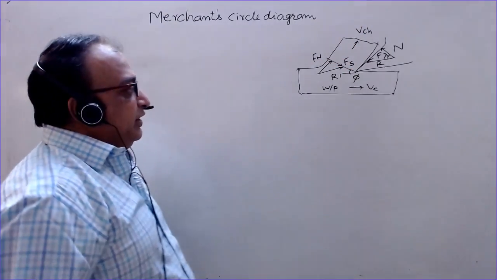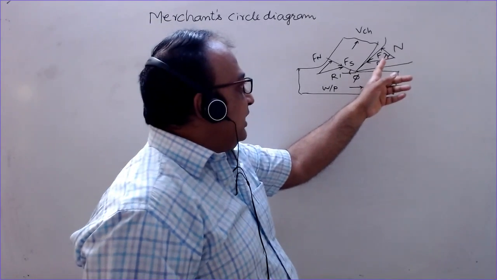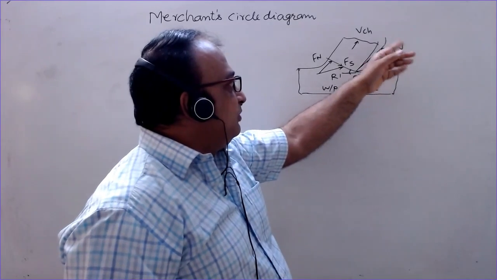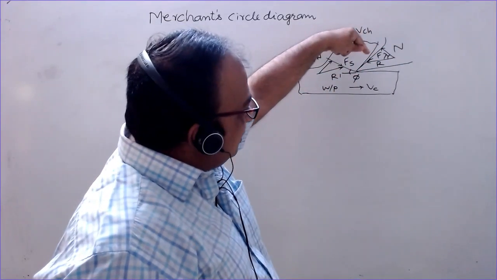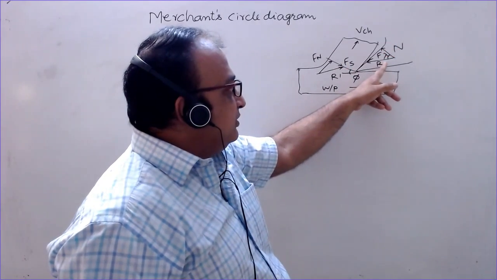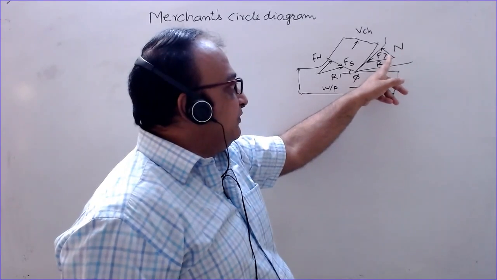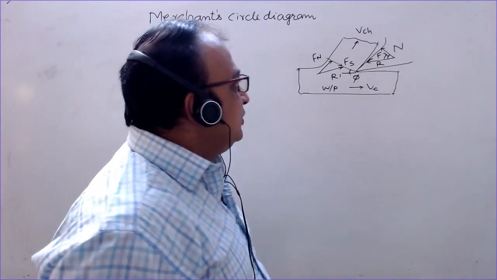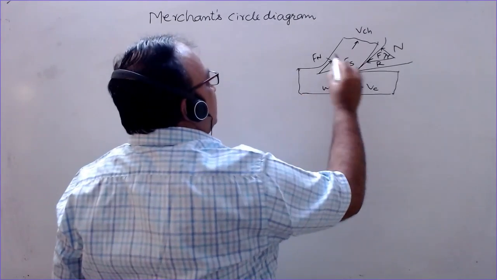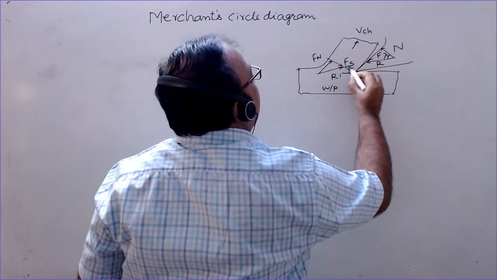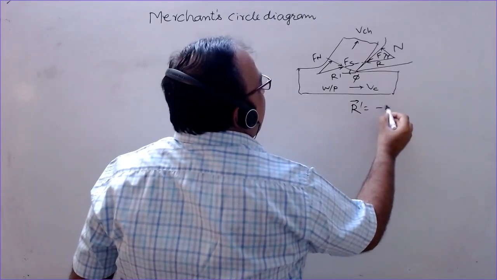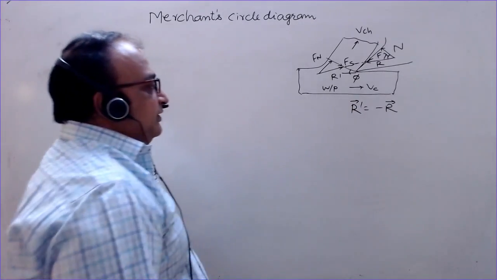So what are the forces acting on it? The total force acting on it applied by the tool is R. It has two components, one is normal and the other is friction. Friction is along the surface of the tool, and the normal is perpendicular to it. So the resultant R makes an angle lambda, which is the friction angle, with the normal. Now for its equilibrium, an equal and opposite force R dash must be acting on it, and these two must be in the same line. The line of action must be the same, and R dash equals minus R. In magnitude they are the same.